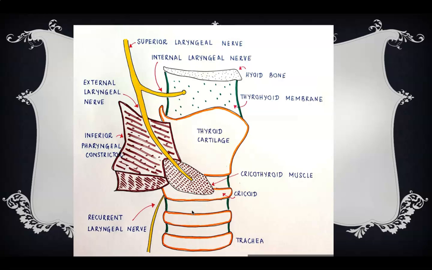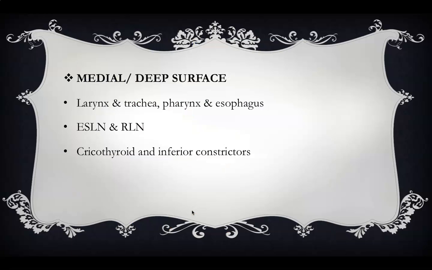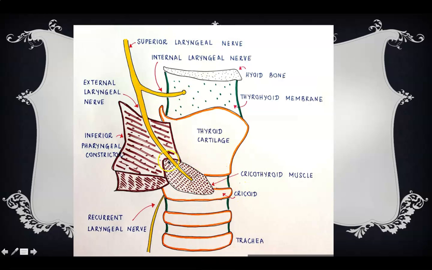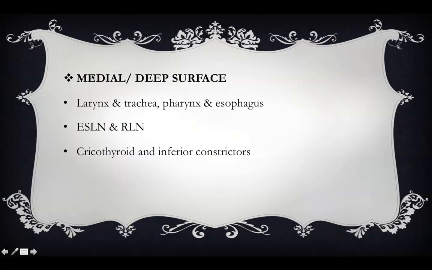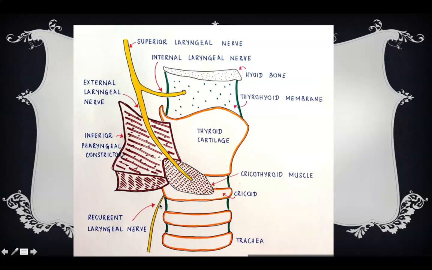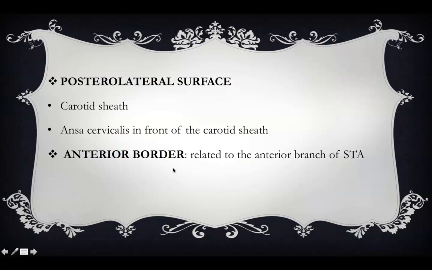Now imagine deeper to the deep surface of the thyroid gland. So see, this is the deep surface. We have two nerves here on the deeper surface, that is the recurrent laryngeal nerve and the external laryngeal nerve. Apart from that, we have the larynx, trachea, pharynx and esophagus, and then we have two muscles, that is the cricothyroid and the inferior constrictors of the pharynx. Okay, and this is the cricothyroid muscle. So this is the deeper surface of the thyroid gland.